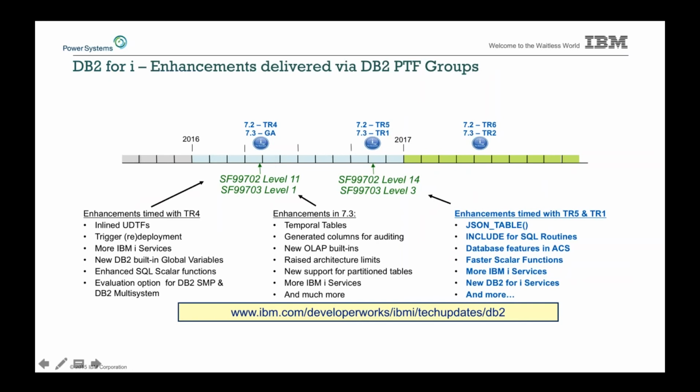love to work on confusing our IBM i family, right? Yes, we announced this stuff in a TR, but the delivery of database stuff is still in the database PTF groups. And so if you look here on the screen, you have SF99702 and SF99703, level 13 and 14. That is the delivery mechanism for this new support that we are going to be talking about.